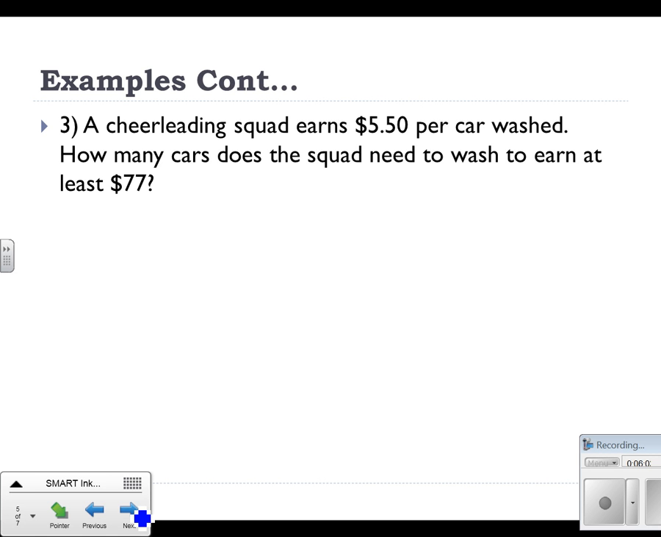A cheerleading squad earns $5.50 per car washed. How many cars does the squad need to wash to earn at least $77? So 77 is minimum. They want to make at least $77. So it's $5.50 per car wash. And we know that they want to make greater than or equal to, because it said at least. And at least would mean that 77 would be okay. But I'm sure they'd want to make more than that.